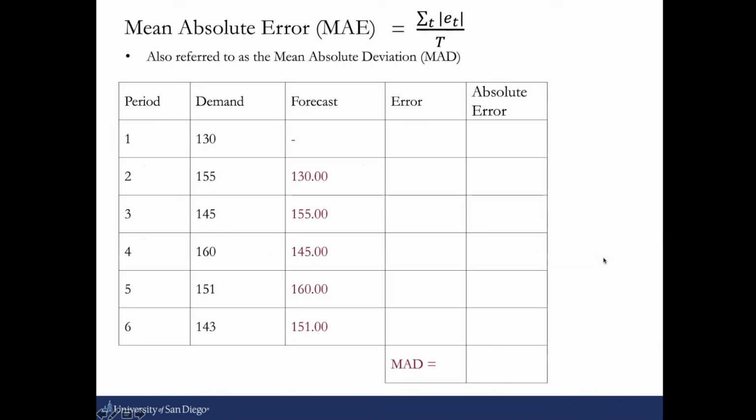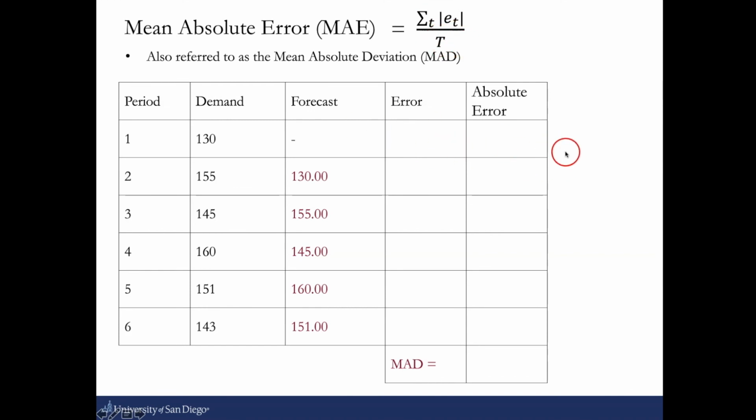So this is the first technique, MAE, mean absolute error, also referred to as the mean absolute deviation, MAD. And the equation is as such. You calculate the error for each period, take the modulus, so it doesn't matter if you have a negative sign, you just want the absolute value. You sum it over t periods and divide it by the number of t periods.